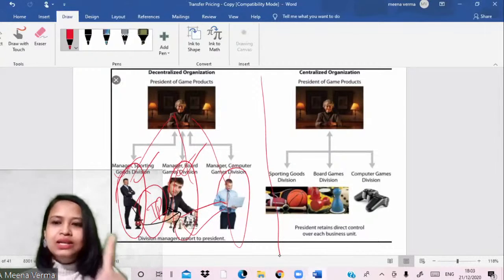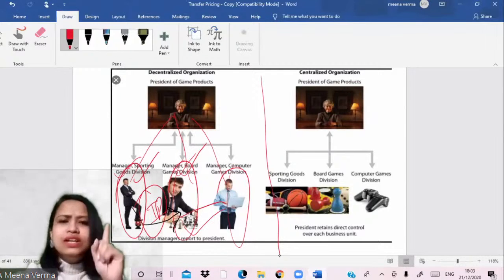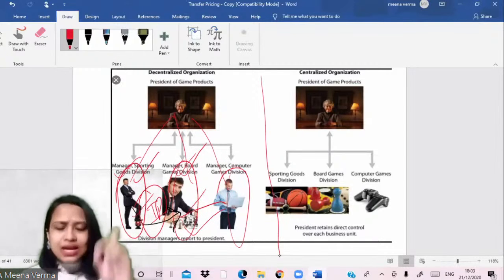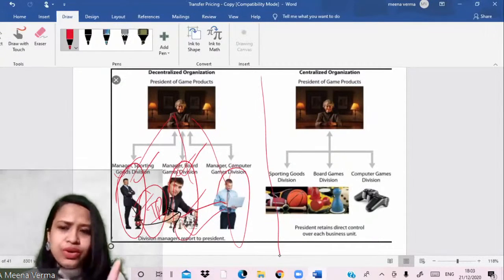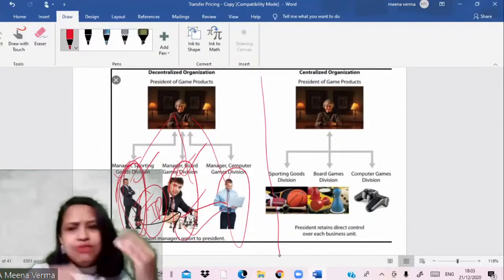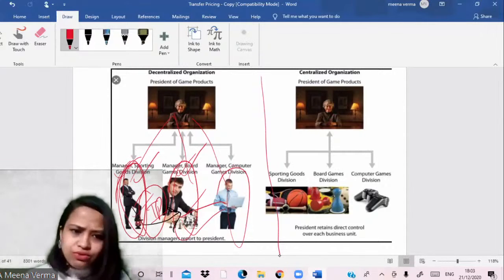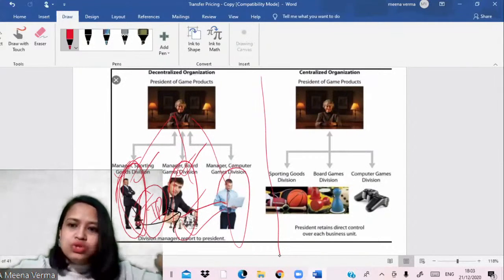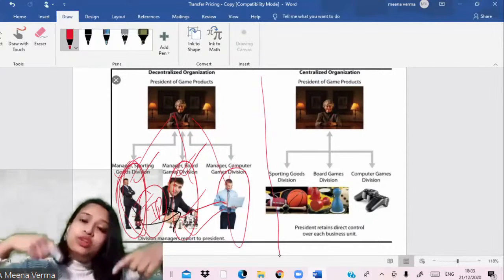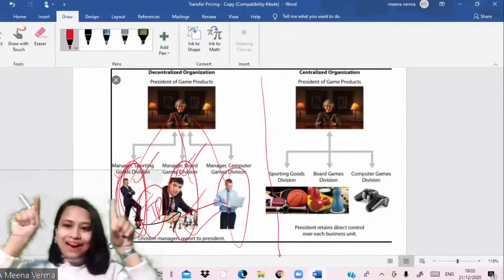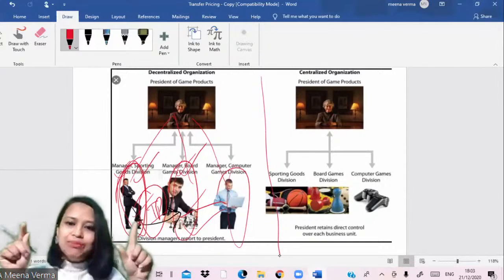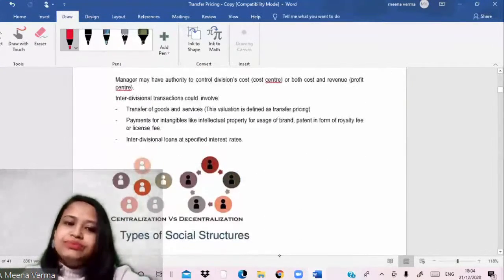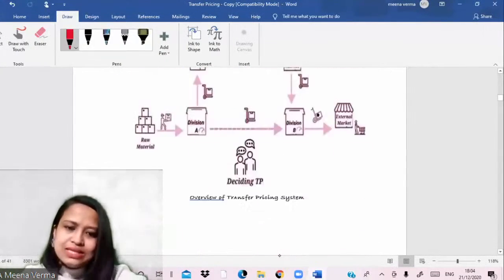So keep it in mind, for transfer pricing for goal congruence, we will decide such transfer pricing for each division that it should not just improve the performance of each division, because every manager wants to improve the performance of their own division, but also improve the profitability of the entire company, the entire organization. They want to focus themselves like that. So this is all about goal congruence.